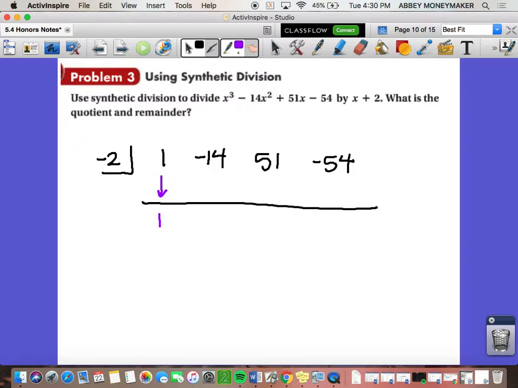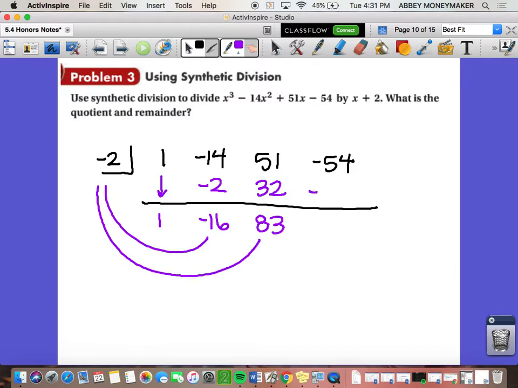So -2 times 1 gives me -2, and I add going down, that gives me -16. -2 times -16 gives me positive 32. And I add down, that gives me 83. And then I'm going to take negative 2 times 83. That gives me negative 162. And I add down to get negative 216. Yeah, negative 216.